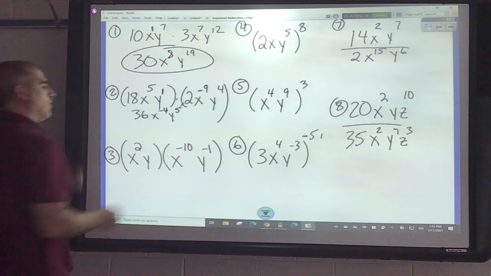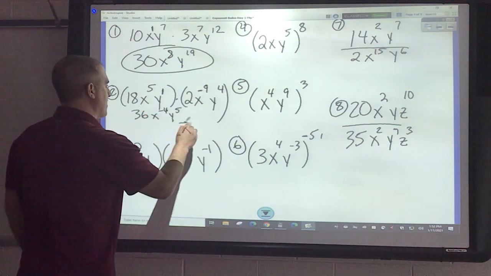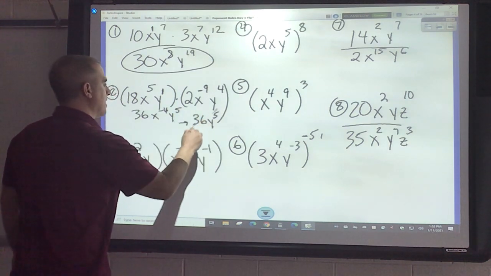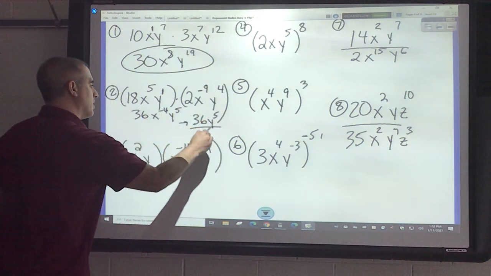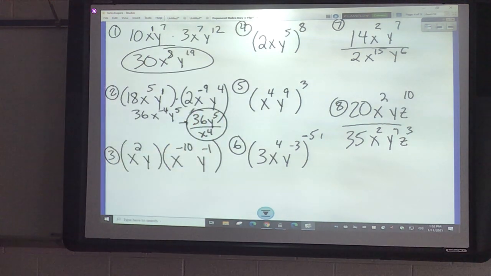Now I've applied my rule. But if you notice, I got some negative exponents. So what's going to happen there? I got 36. That y to the 5th is going to stay up there. But underneath is going to go x to the positive 4. And so that's what I would write for my final answer. All right, let's go on to 3.